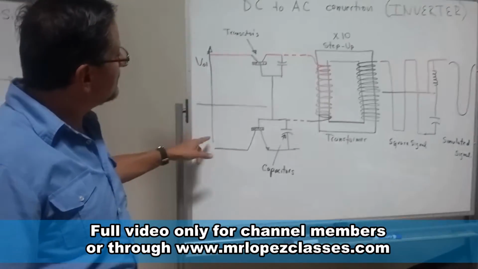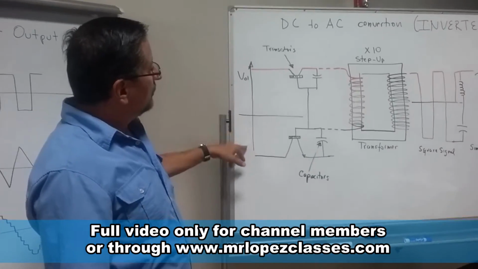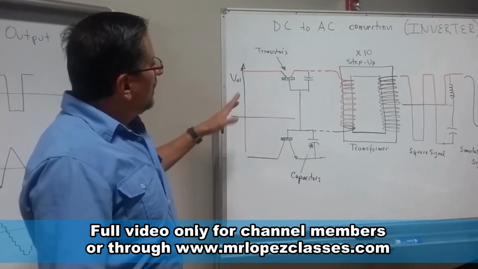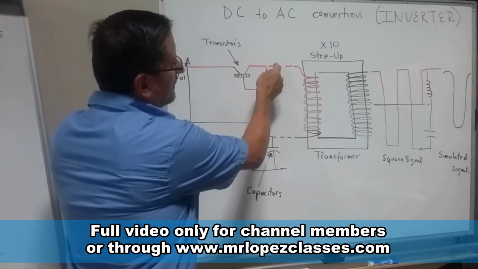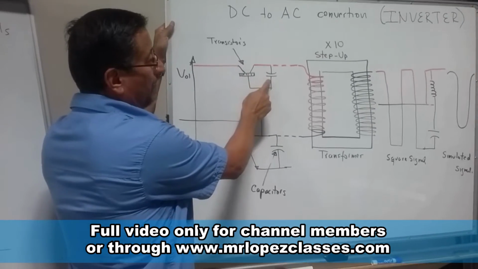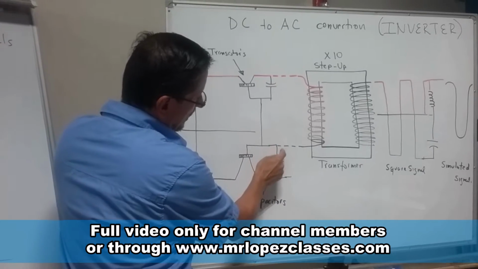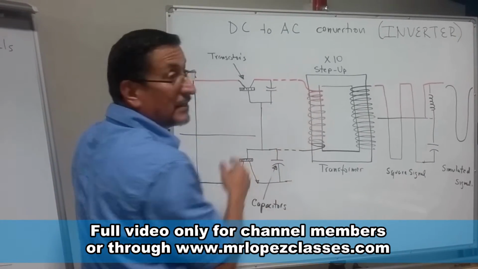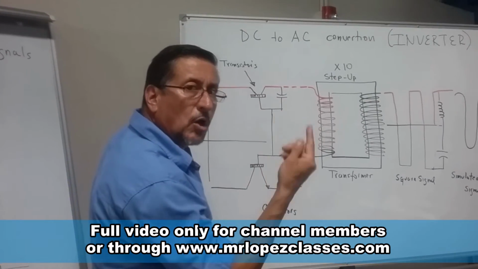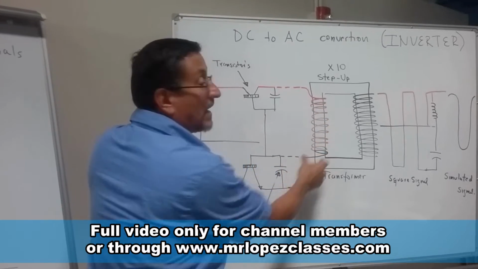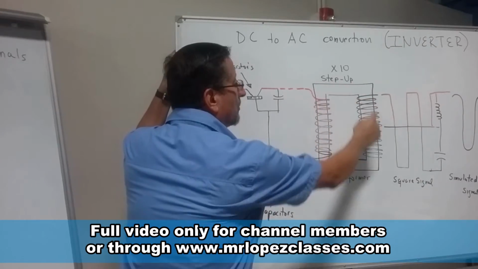Suppose that this is the DC signal. That's the positive side of the DC signal, and this is the negative. Voltage and time. If you interrupt the positive signal in sections, if you cut it with transistors and capacitors, the positive and the negative, and after that you pass that interrupted current through a coil, the coil is the primary coil of one step-up transformer. This is a step-up transformer.